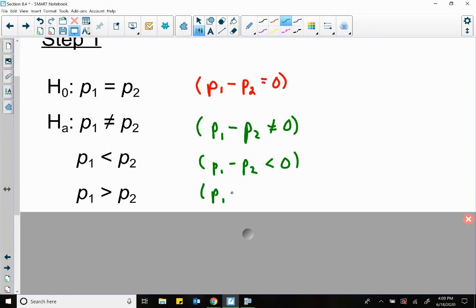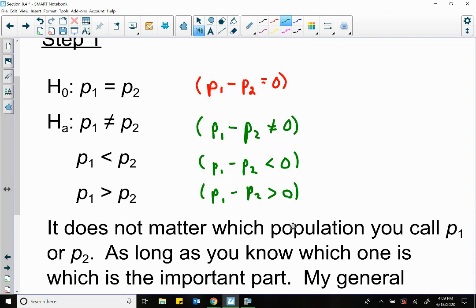Or P1 minus P2 greater than 0. So they could be written like that. All right. Just to kind of talk about some things right here. It does not matter which population you call P1 or P2, but you do need to keep that in mind when you're thinking about the alternative hypothesis. So I said P1 was 1961 and P2 was 2019. As long as I remember that, I'm A-okay.